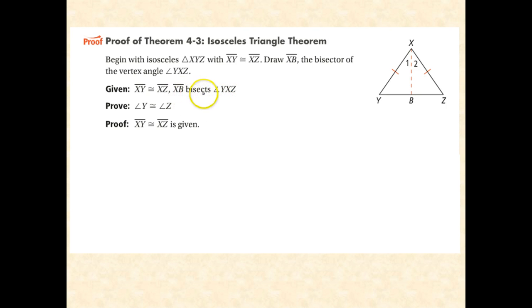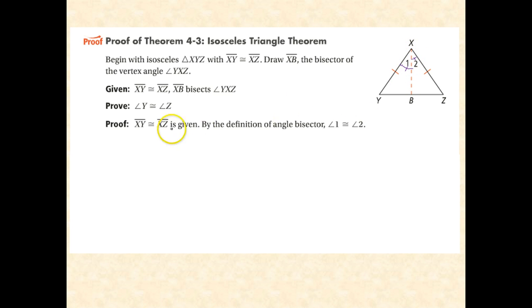So what does bisecting an angle do? By the definition of angle bisector, what does an angle bisector do? It cuts this angle into two congruent angles. So we can now say that angle 1 is congruent to angle 2. That's what the definition of an angle bisector tells us. An angle bisector cuts an angle into two congruent angles.